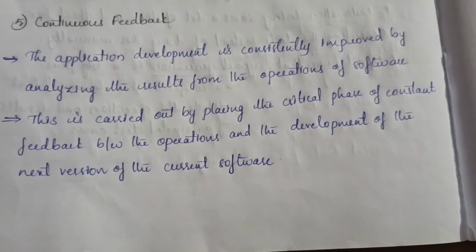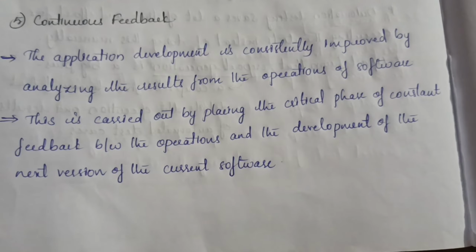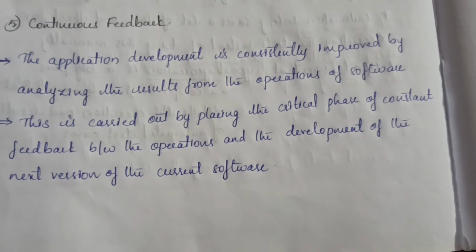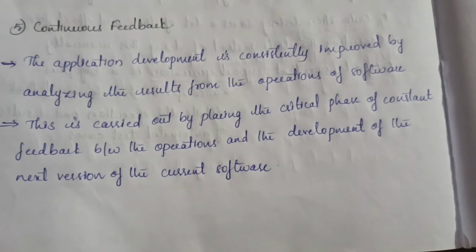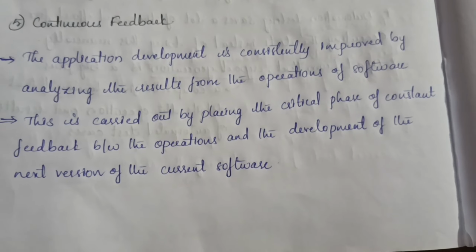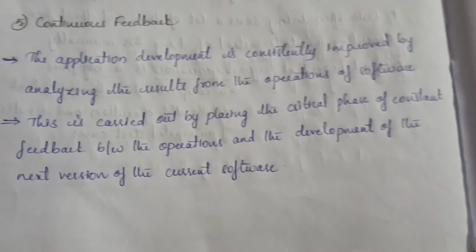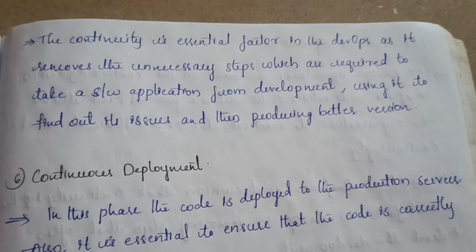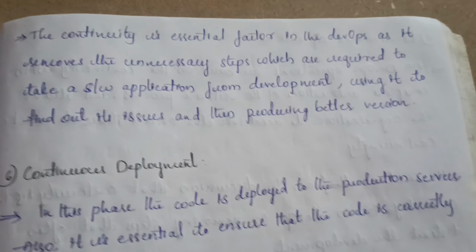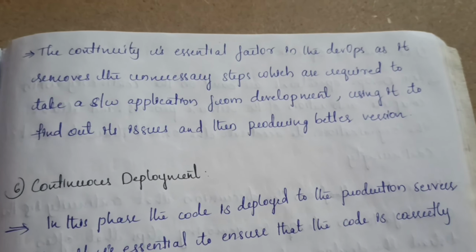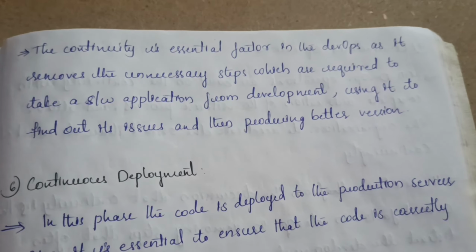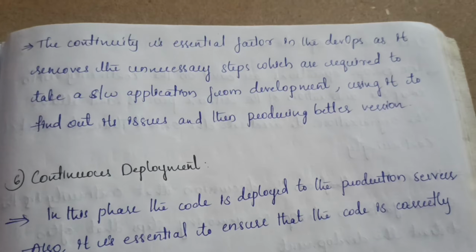This is carried out by placing the critical phase of constant feedback between the operations and development of the next version of the current software. That means, by taking feedback from the operations team, the development team releases the next version of the current software. And this continuous feedback is an essential factor in DevOps. It removes unnecessary steps which are required to take a software application from development, use it to find out its issues, and then produce a better version.